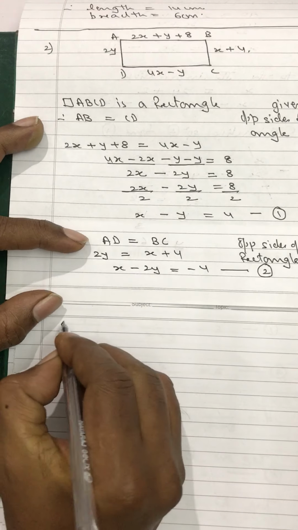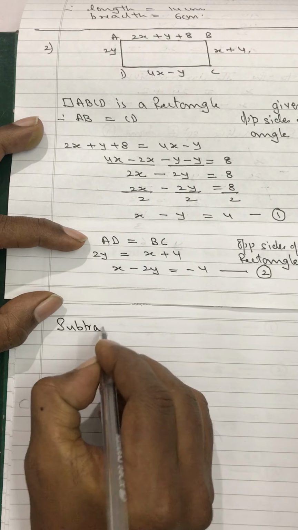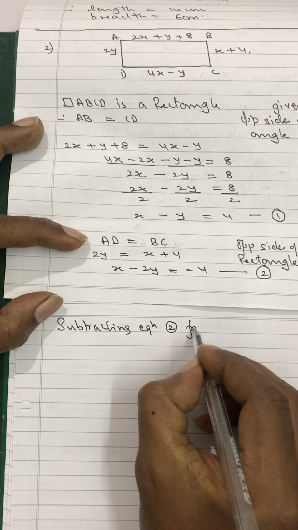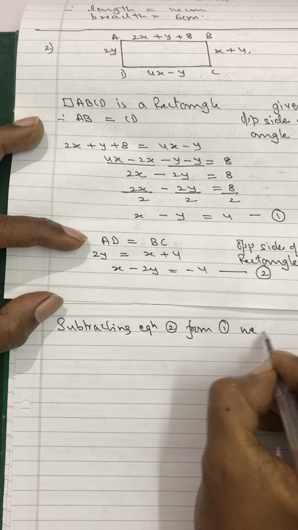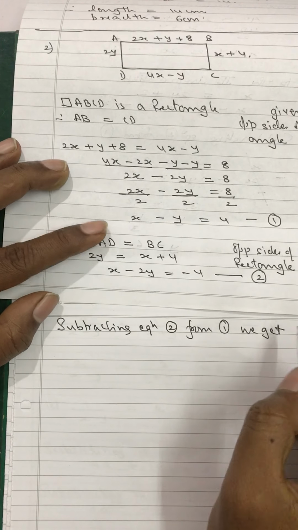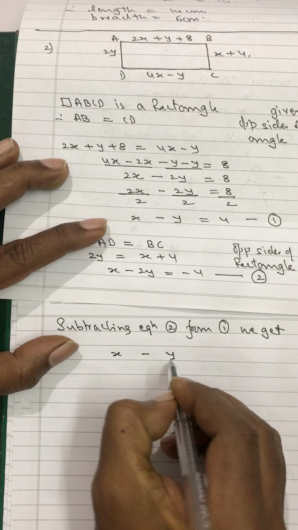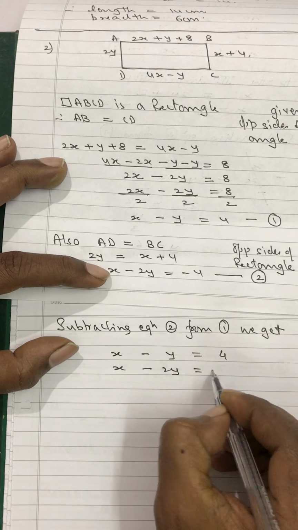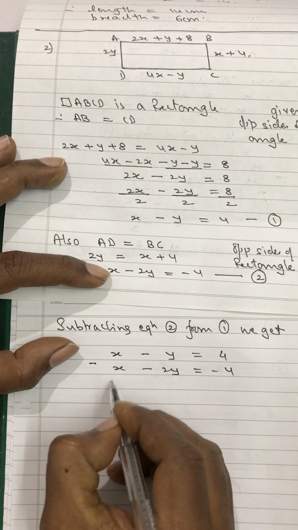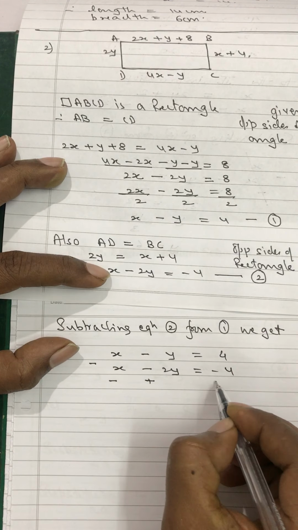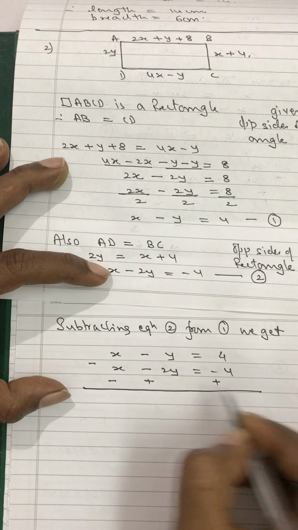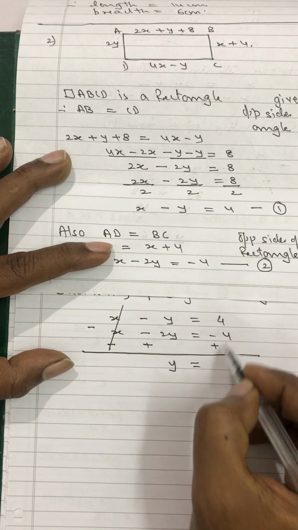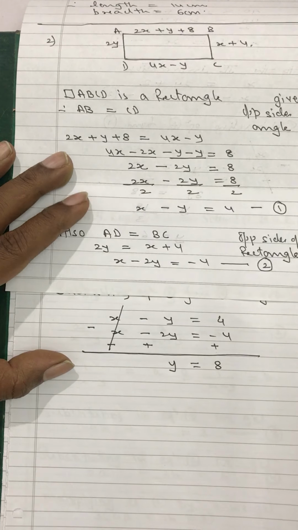Sorry, subtracting equation 2 from 1. So x minus y is equal to 4, x minus 2y is equal to minus 4. This plus will become minus, this minus will become plus, this minus will become plus. Minus y plus 2y will give you y, 4 plus 4 will give you 8. So y is equal to 8 you have got.